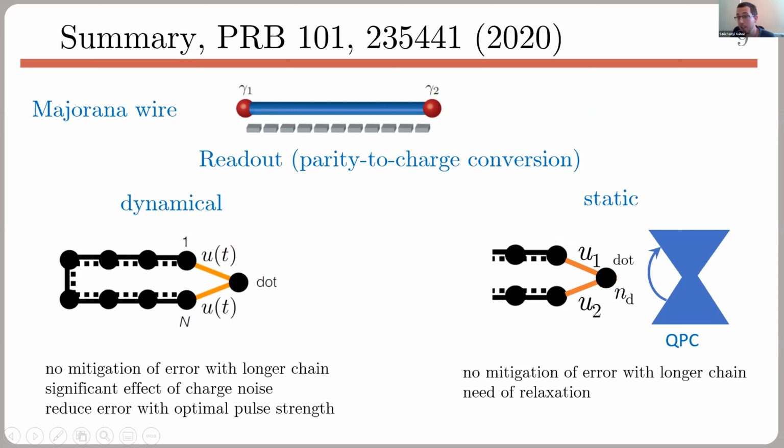But in the static way, when we use this quantum point contact, the interesting thing was that we need relaxation, because without relaxation, we can't read out the ground state of the Majorana. Okay, and finally, I would like to thank you for your attention.